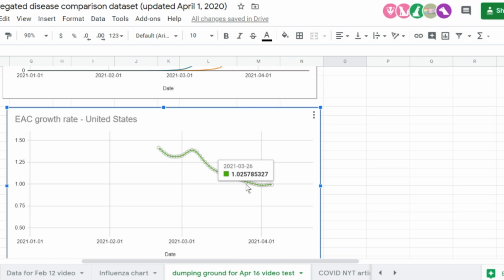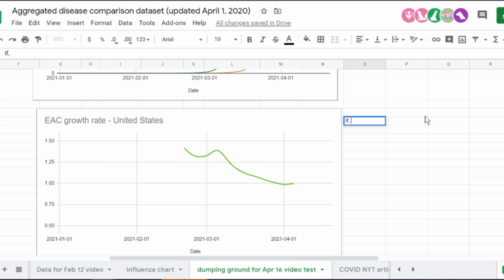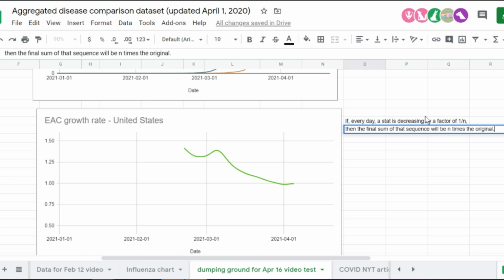And many governors in the United States want to lift these lockdown restrictions, and that would inevitably make the growth rate go up a little bit. So can we do that? I mean, our growth rate is already below 1, which is a good sign. However, one thing you should keep in mind is that if every day a stat is decreasing by a factor of 1 over n, then the final sum of that sequence will be n times the original. This is just a general rule of thumb.